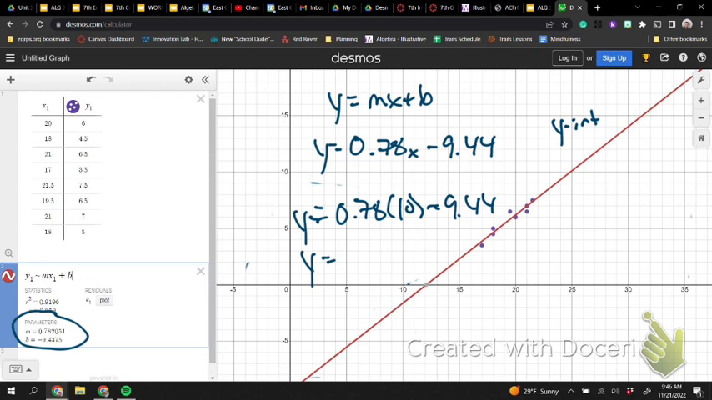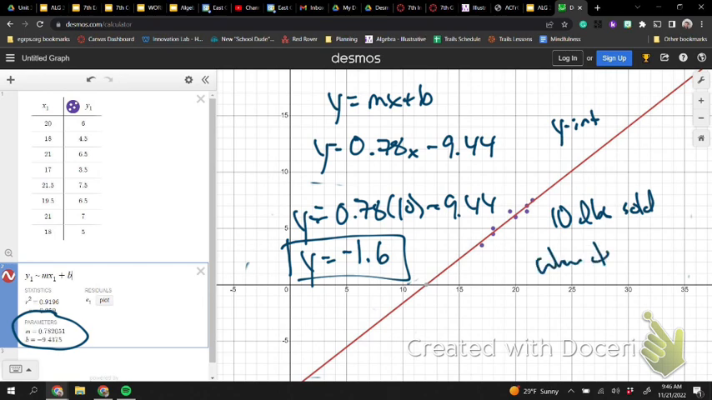Throw it in the calculator. Negative 1.3. I think it's 1.6. That's what I said. It's 1.6. Negative 1.64. 1.64. Okay, so let's go with the 1.6. Here's what that means in context. 10 pounds sold when the temp is negative 1.6 degrees.